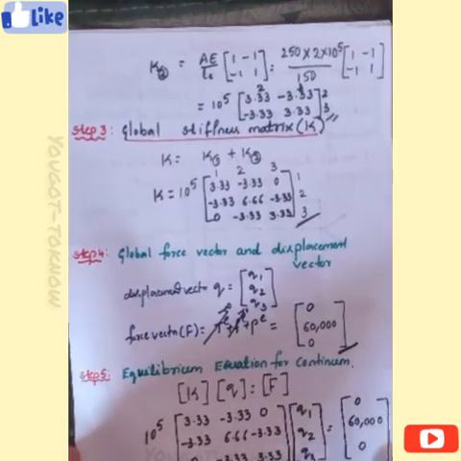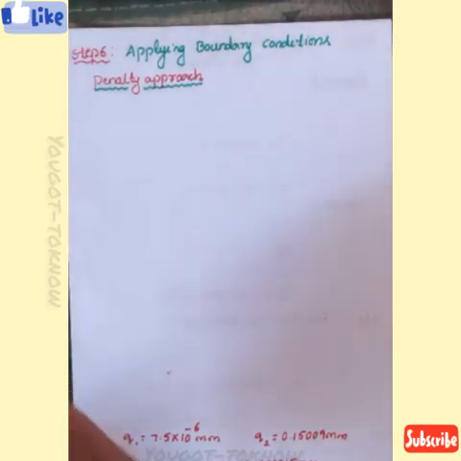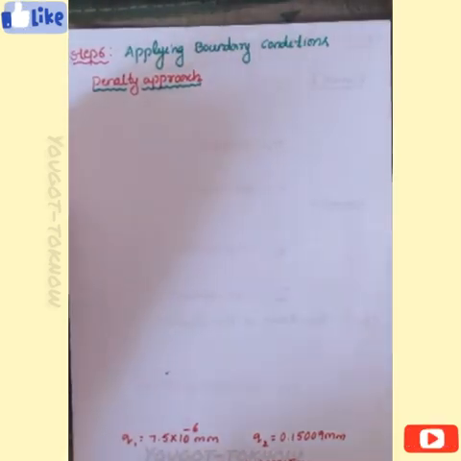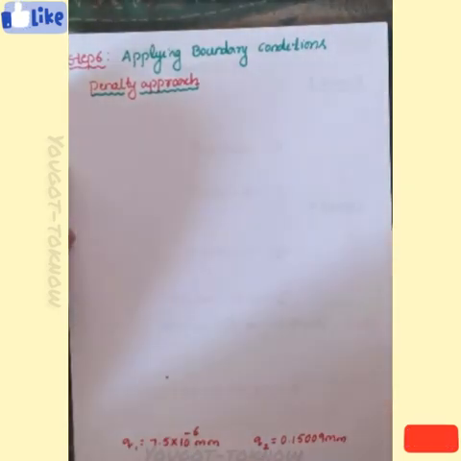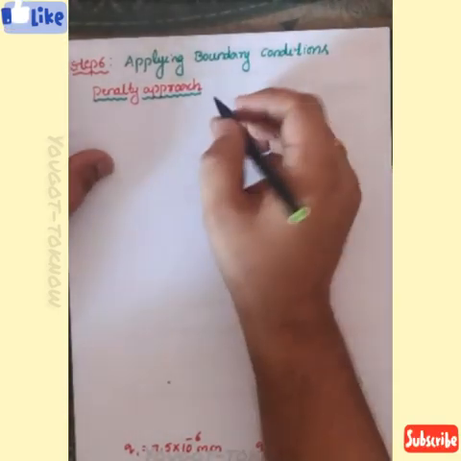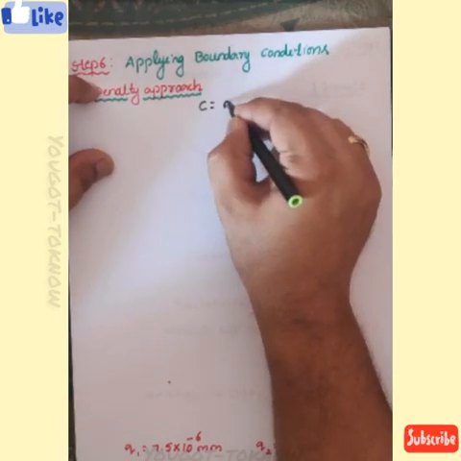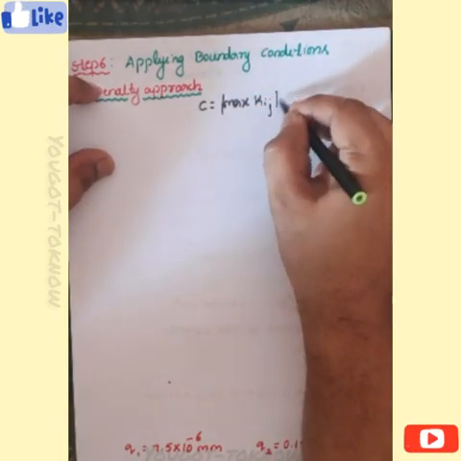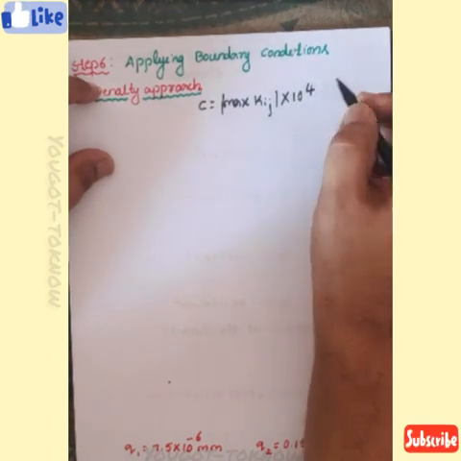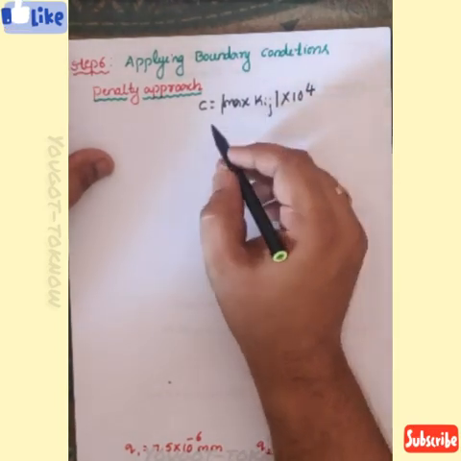After formulating the equilibrium equation for the continuum, the next step is using the penalty method. What is the penalty method here? The first concept is the same. Penalty method means you should calculate your penalty value, C. How to calculate C? C is equal to the maximum of Kij into 10 power 4. What is the maximum of Kij? Take the maximum value in the stiffness matrix.